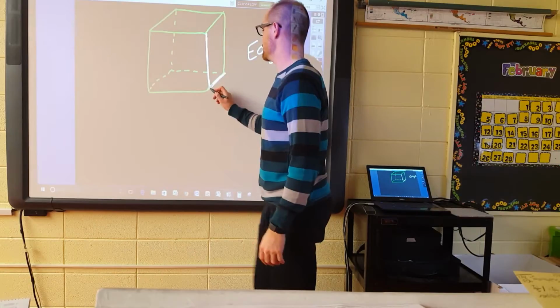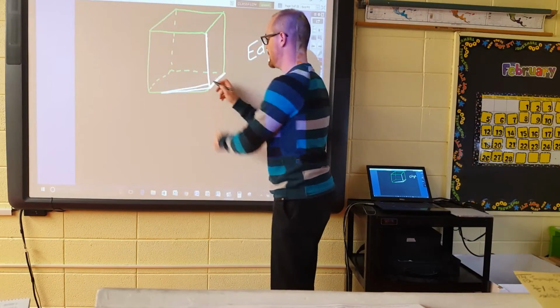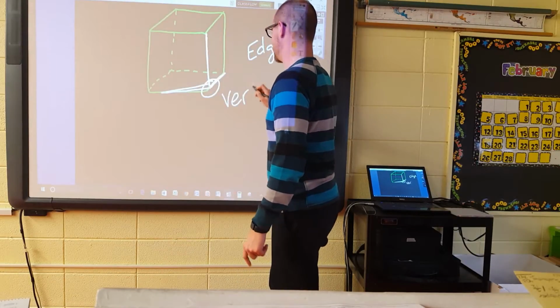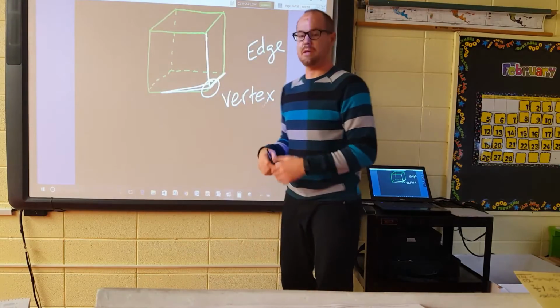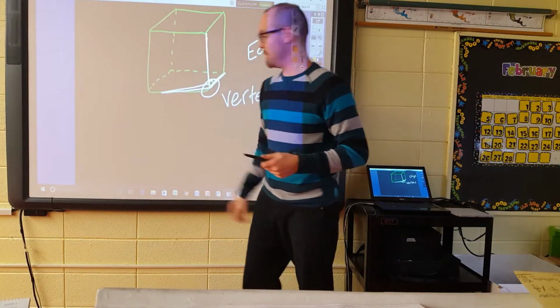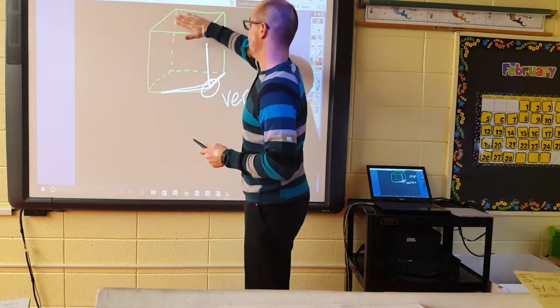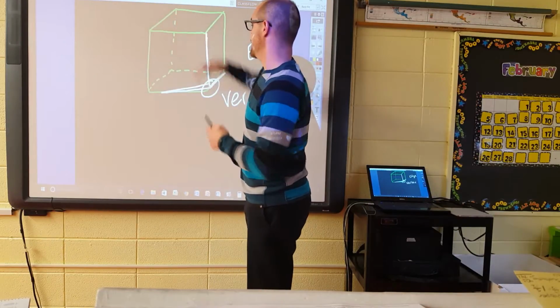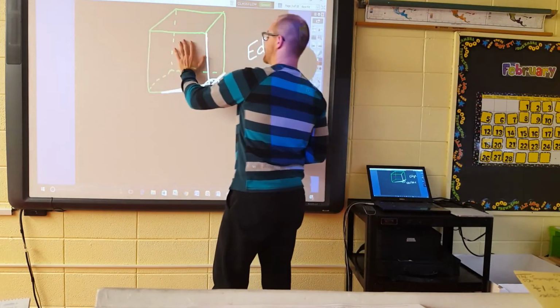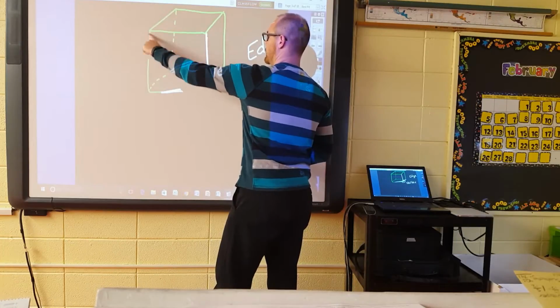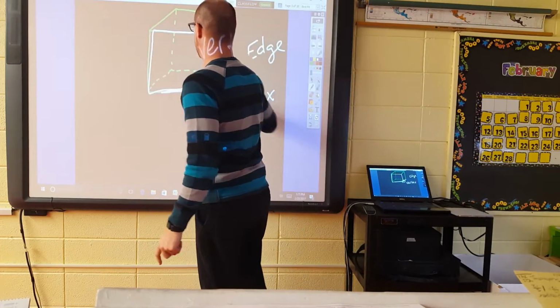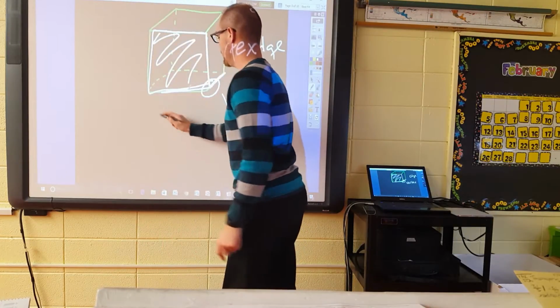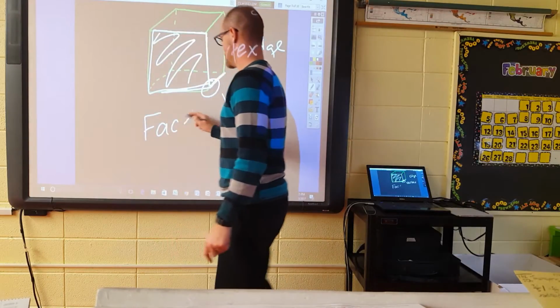Where three edges meet at a point, that's called a vertex. And the plural will just be vertices if you have more than one of them. And then finally we have faces or surfaces. Okay, the flat faces or surfaces, those include this entire area right here. And that's called a face.